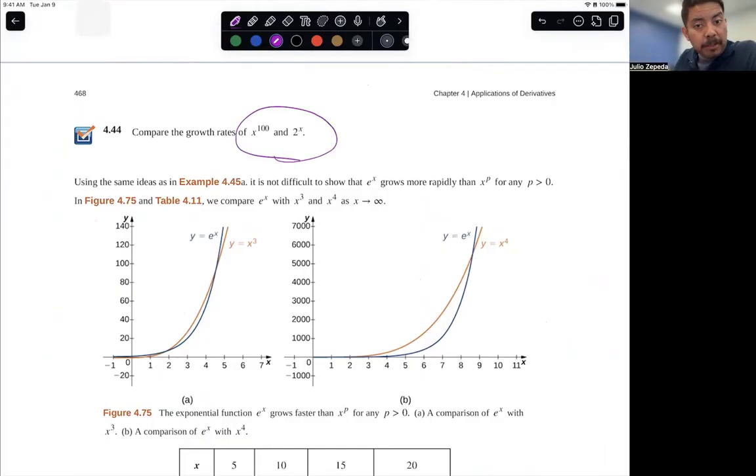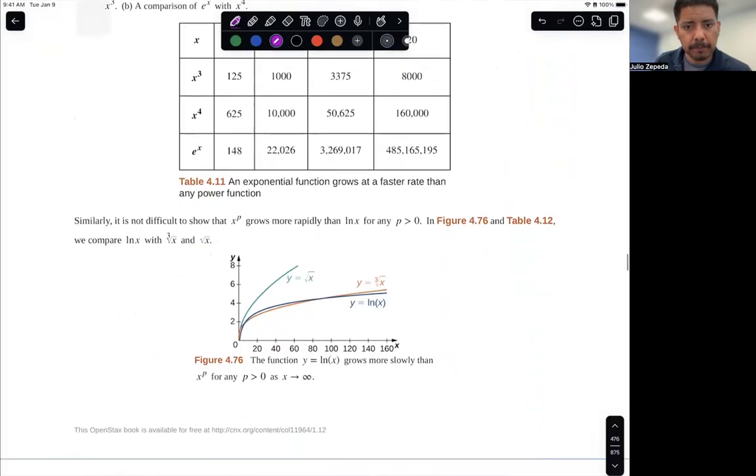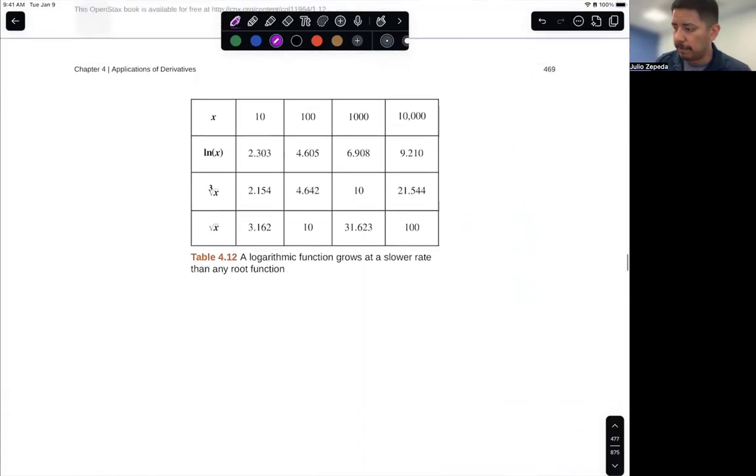But if you just read one line later, it says e to the x grows more rapidly than x to the p, than any polynomial or any power function. So actually that answers this question right here, that 2 to the x is going to grow faster than x to the 100. Because exponential functions, if they're increasing, they increase faster than power functions or polynomials. Okay. All right, very good.